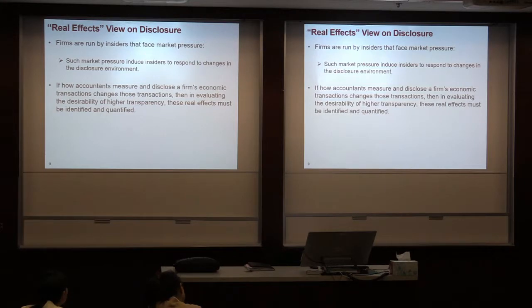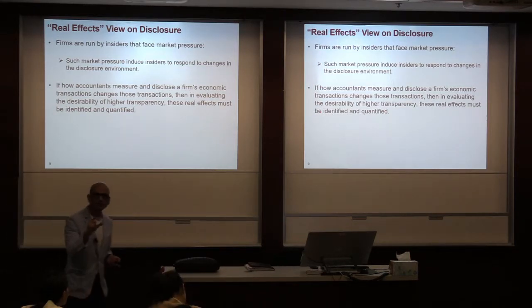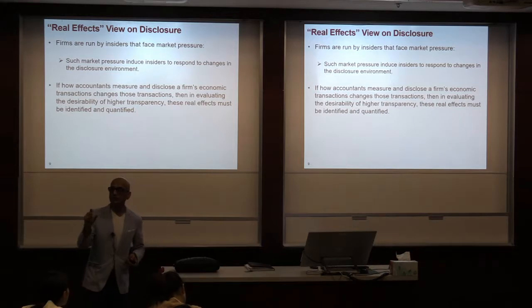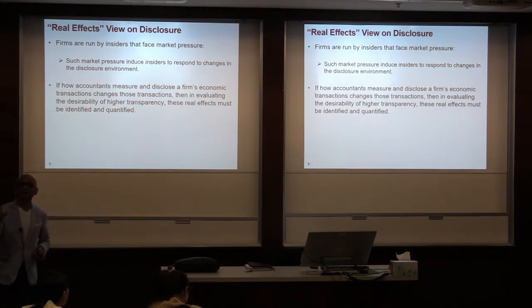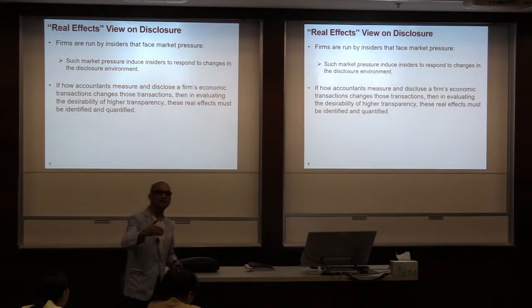Then the question is whether how accountants measure and disclose your economic transactions changes these transactions. So disclosure and measurement changes the very transactions you're trying to measure. Then, evaluating the desirability of transparency, we need to go after these real effects, measure them, quantify them. So empirically, we need to quantify them also. Now that's challenging. Granted, it's easy for me as a theorist to say that because in my model I can show you the change. But that's the opportunity for empirical work, right? To go and look at how decisions are changing.